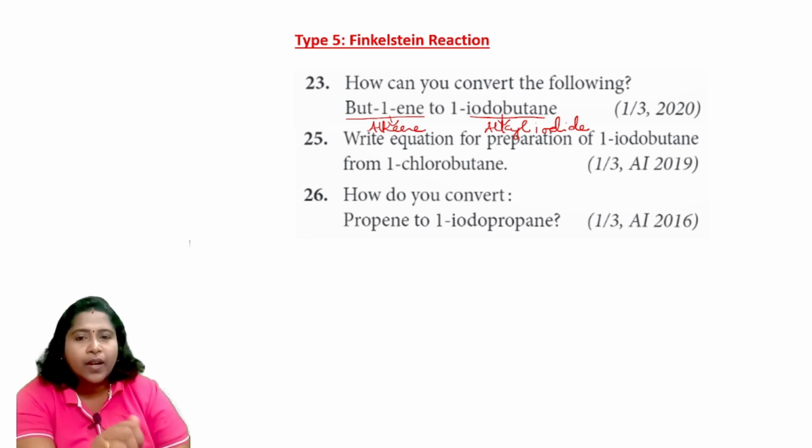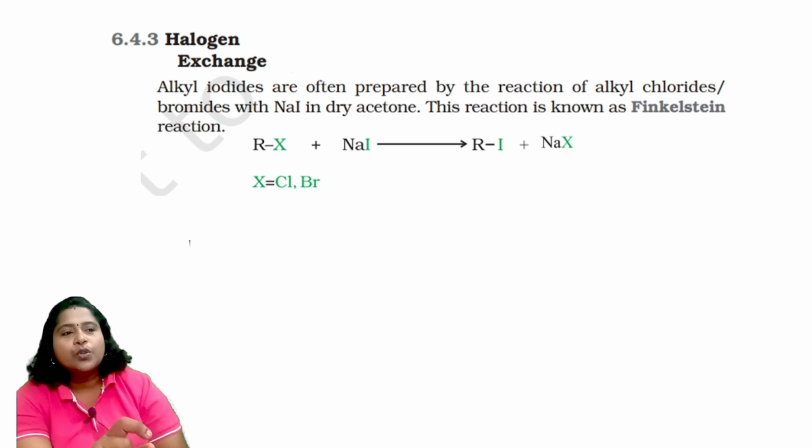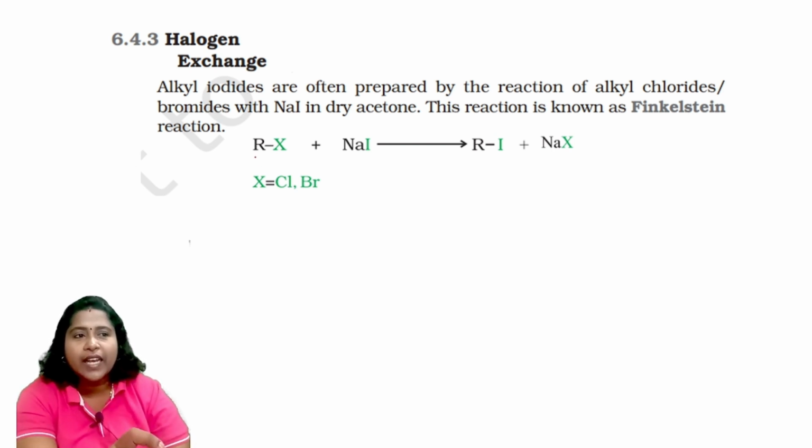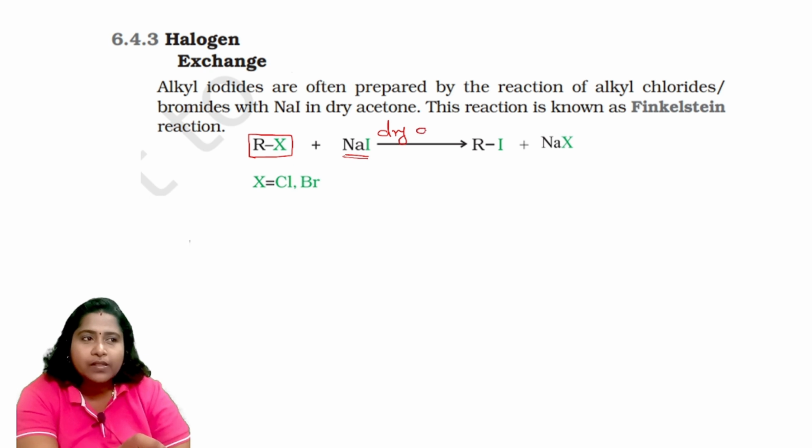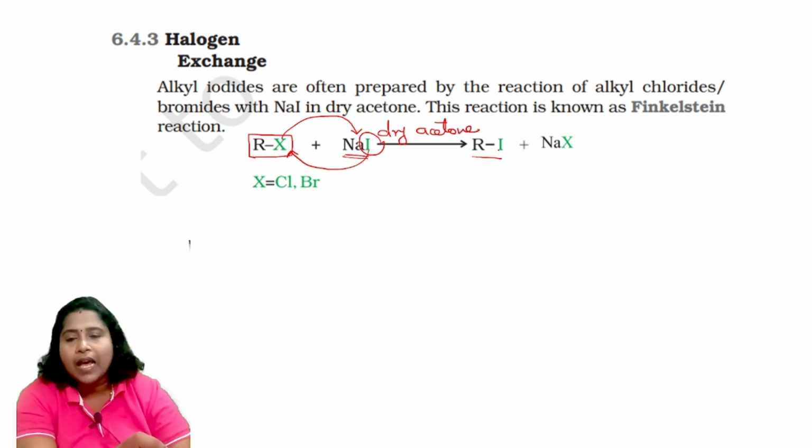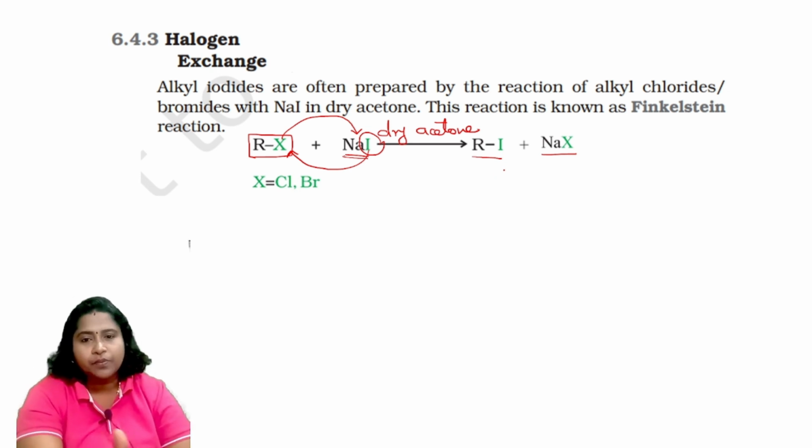But in the Finkelstein method, what are we actually using? Before that, we should know the concept. In the Finkelstein method, we take a haloalkane and add sodium iodide in the presence of dry acetone. So what is actually happening? This iodide replaces this X, and this X combines with sodium. So we get alkyl iodide and sodium halide. Is that clear? So directly we cannot convert an alkene into an iodo compound.